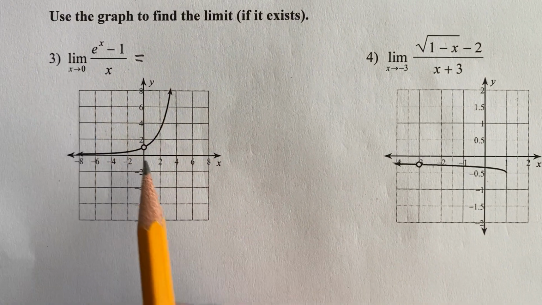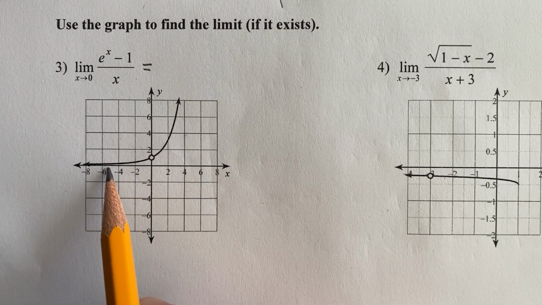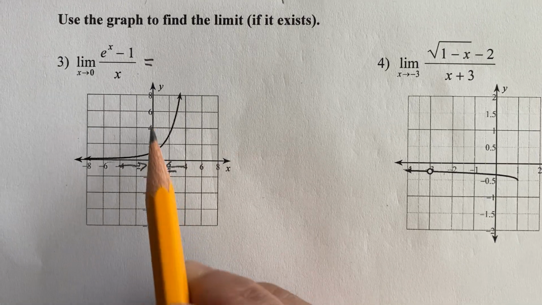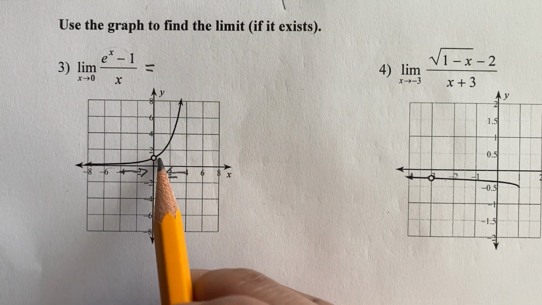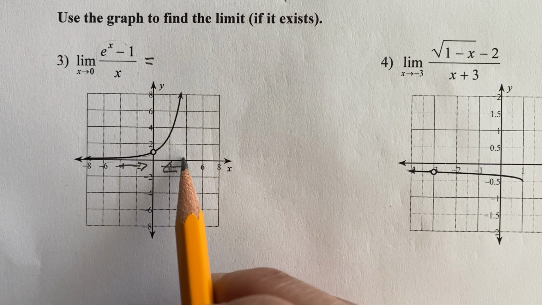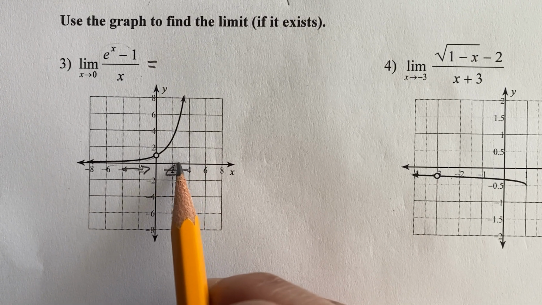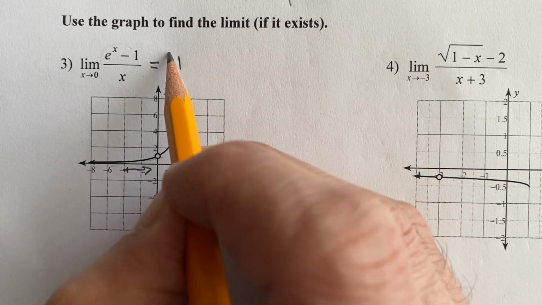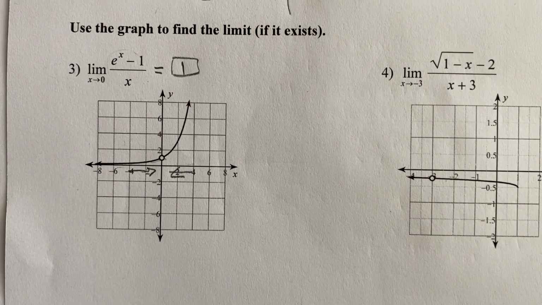Okay, so what's the limit as x approaches 0? Well, as x approaches 0 from the left, right? This function, what does the y value get close to? It looks like the y value is getting close to 1 on the left, and as I'm approaching x's from 0 from the right, the y value is also getting close to 1. So the answer in this case is just 1. Okay, so you just take a look at the graph.